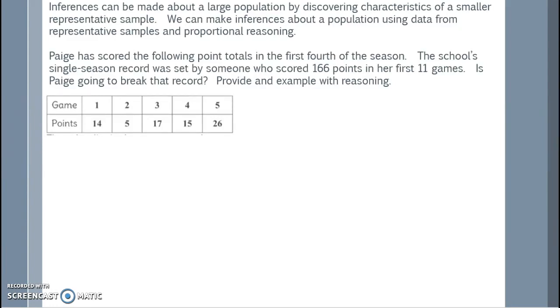Paige has scored the following point totals in the first fourth of the season. The school's single season record was set by someone who scored 166 points in her first 11 games. Is Paige going to break that record? Provide an example with reasoning.